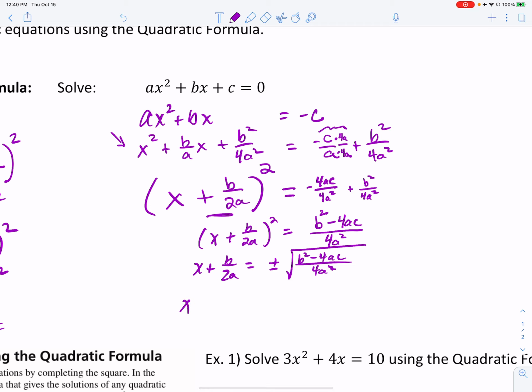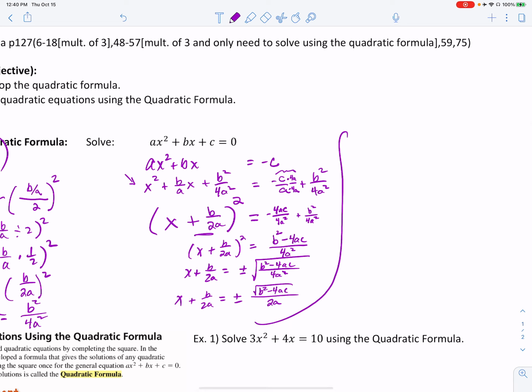And so on that right-hand side, I can think of that as the square root of b squared minus 4ac, and that's as simple as that gets. You cannot simplify that. But in the denominator, the square root of 4a squared, those are perfect squares. 4 and a squared are perfect squares, so we're going to have 2a. And then I'm just going to come up here. I am going to subtract the b over 2a from both sides. I'm going to put it in front.